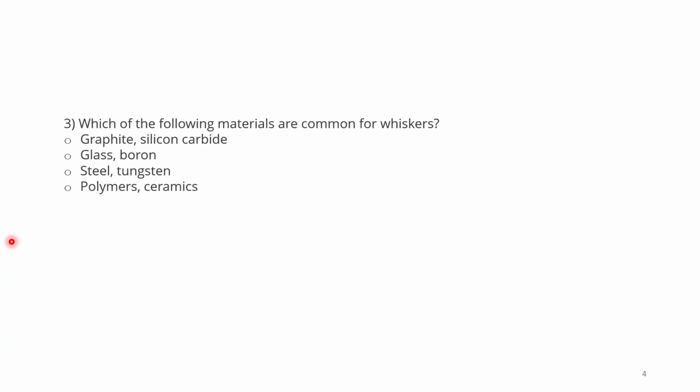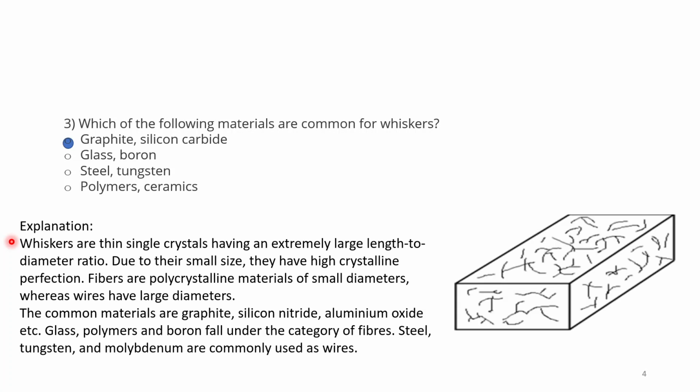Next question is, which of the following materials are common for whiskers? Whiskers are single crystals having a very small length to diameter ratio. So graphite, silicon carbide, they are used as whiskers. Sorry, they have a very large length to diameter ratio, so they have very high length. So they are one of the types of fibers. Graphite and silicon carbide can be easily made into whiskers. Others are made into either fibers or wires.